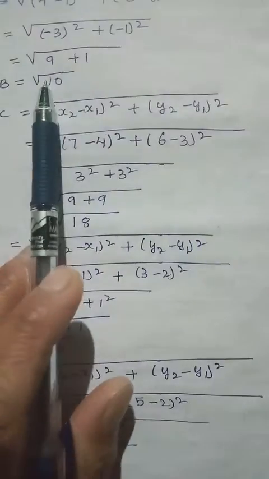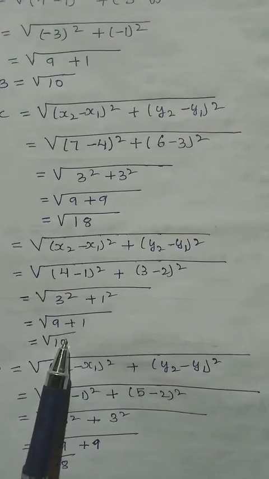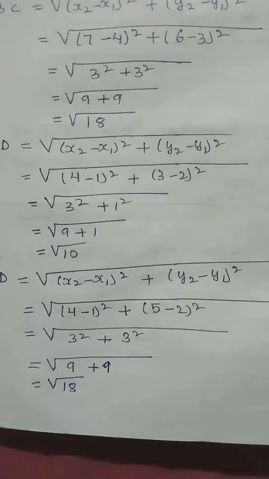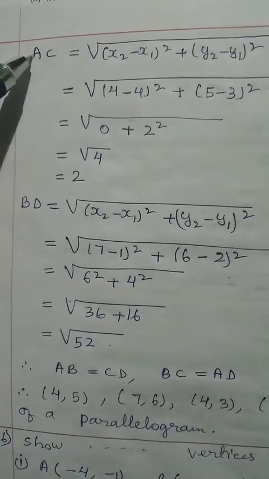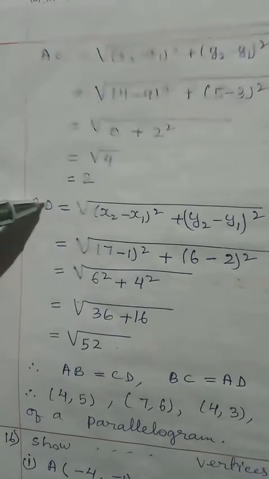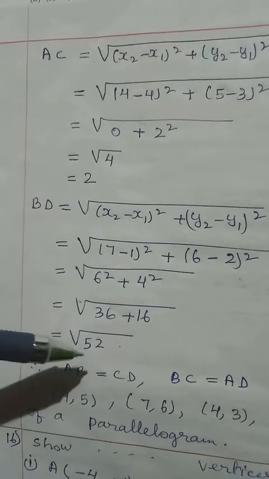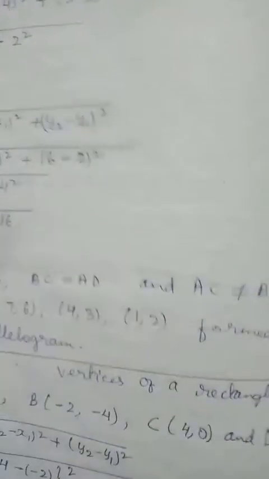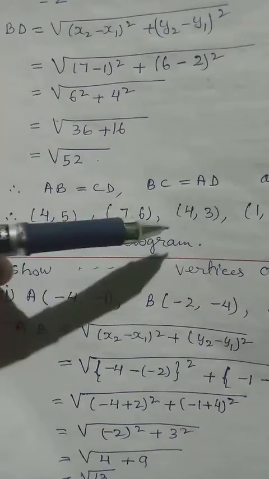Then here you see square root 10, square root 10. Then the same way if we take AD, we have root 18, 18. Opposite sides are equal. Let's check the diagonals. If you find the diagonals in the same way, comparing A and C, B and D, you see the diagonals are not equal. Opposite sides are equal, but diagonals are not equal. It shows that it is a parallelogram.